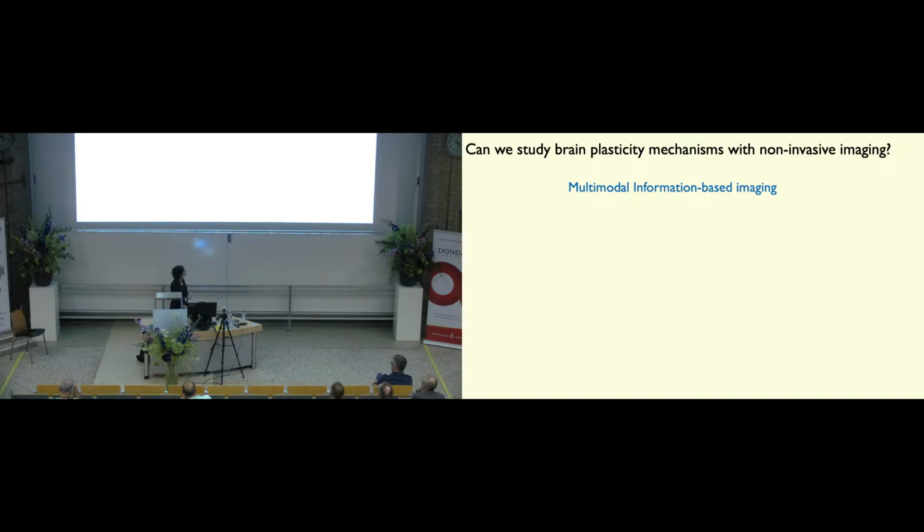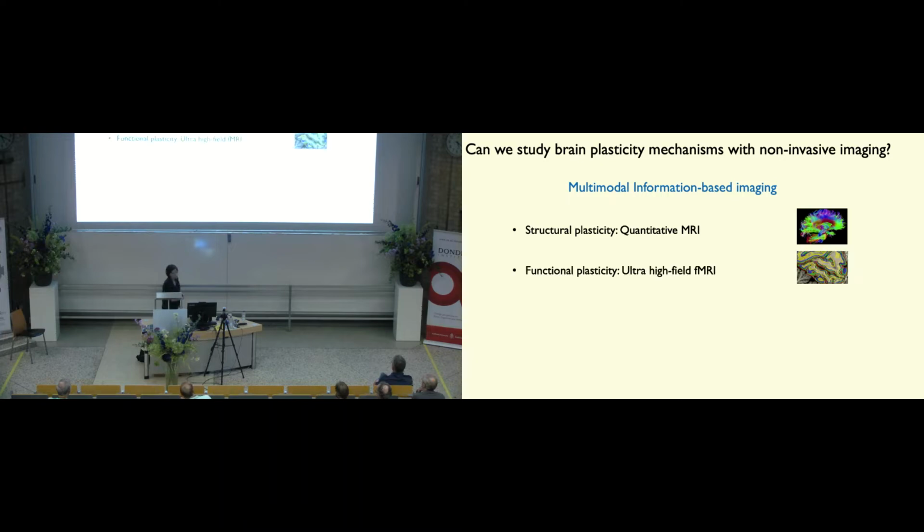And just to show you the methods that I will be talking through the presentation that we used in different studies, we use methods that allow us to investigate the structural plasticity of the brain, and this is quantitative structural MRI. We use methods that allow us to investigate the functional mechanisms of the brain that relate to information, not only at cortical surface, but actually at cortical depth across different depths in the brain.